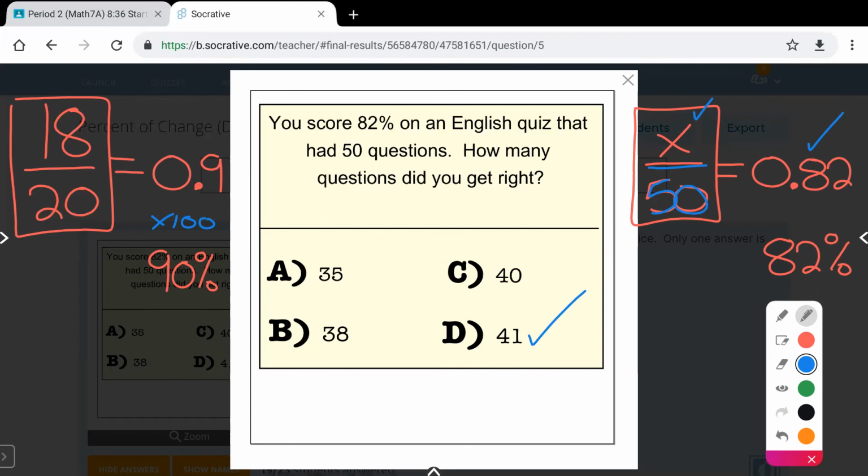So ladies and gentlemen, this is how you calculate your grade from an assignment or a quiz or answer any questions along those lines. I hope you found this both helpful and informative.